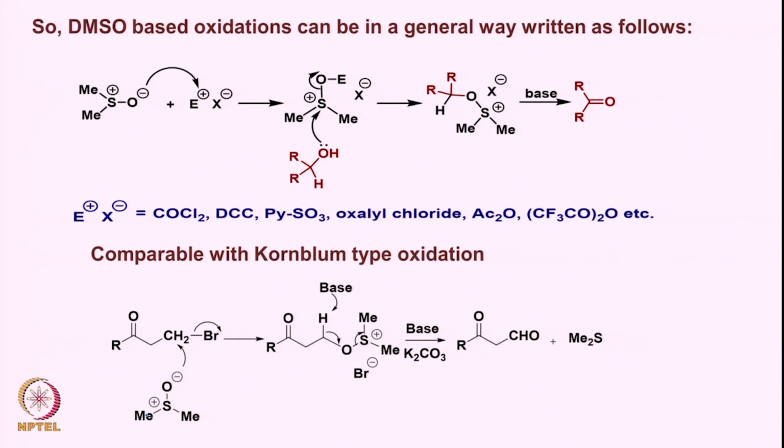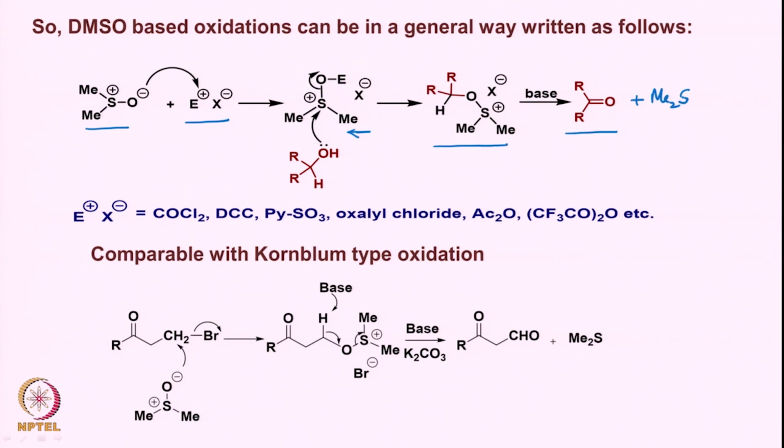Now if you look at it very carefully, what we have seen is that DMSO based oxidations in general can be written up like this. The DMSO reacts with an electrophile, whether it is DCC, phosgene or pyridine sulfur trioxide or anything of that sort. You get basically activation of the DMSO by the electrophile, leading to this intermediate here, to which the alcohol attacks and forms this intermediate, from where the aldehyde or the ketone gets released along with dimethyl sulfide.